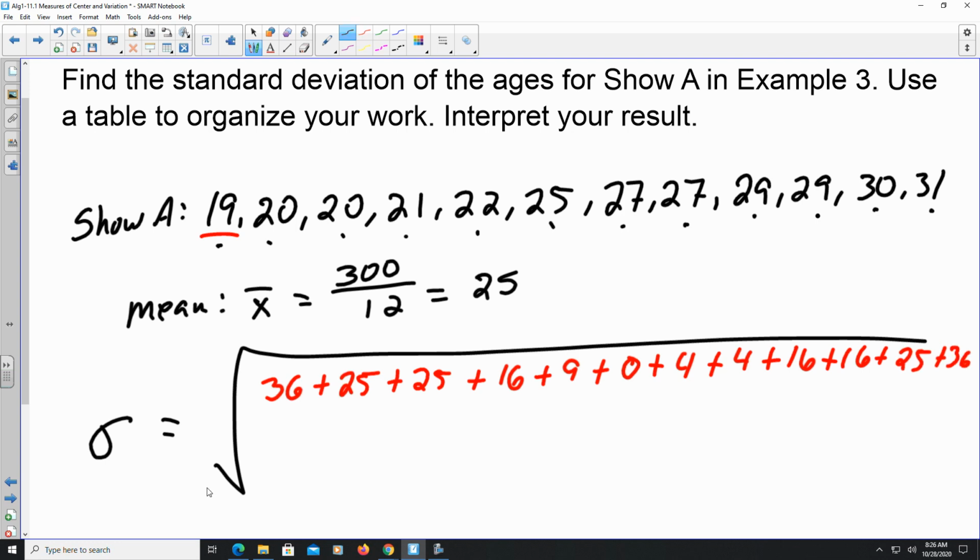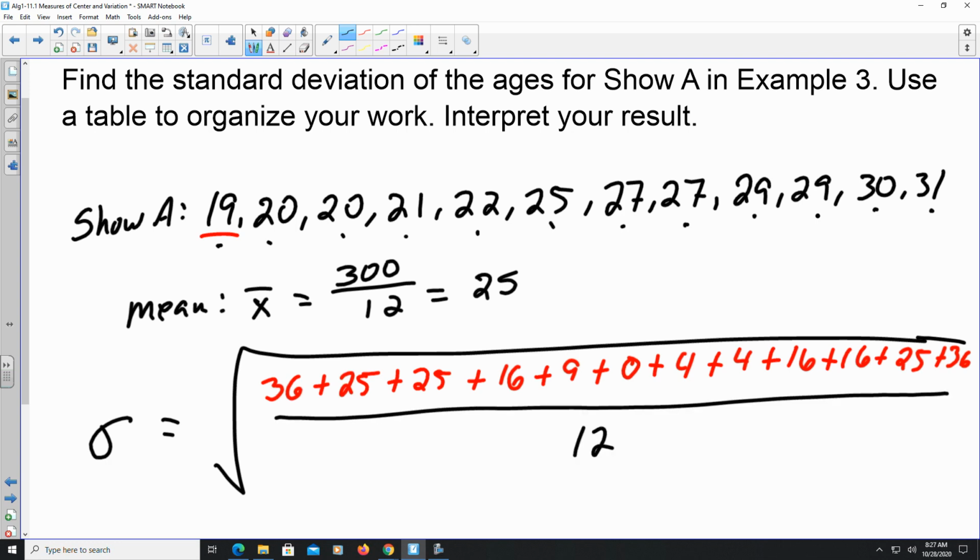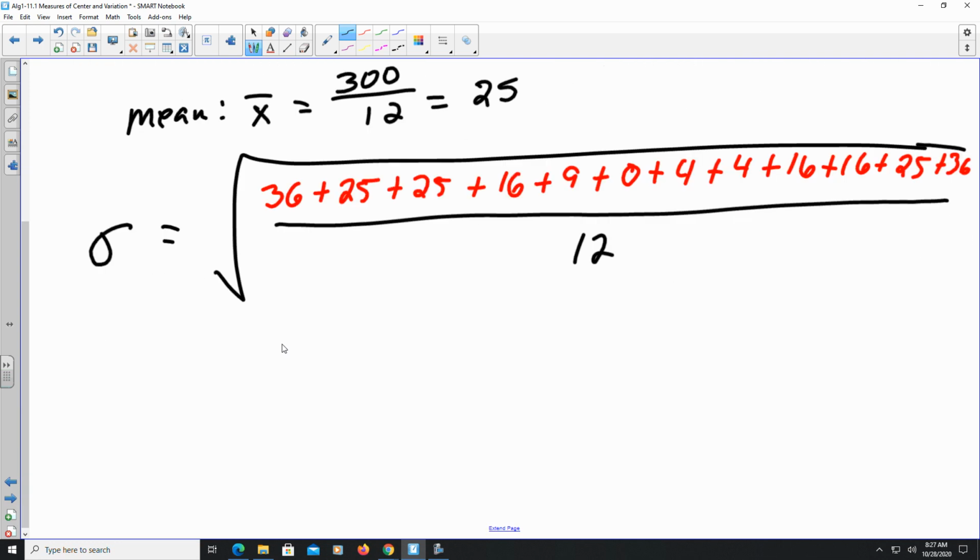So I got all of those values, and then this is going to be all divided by 12, because there's 12 pieces of data. So add up all of the red sums here. So it's going to be the square root of 212 divided by 12. If I take 212 divided by 12 and take the square root of that, my answer is about 4.2. So my standard deviation is 4.2.